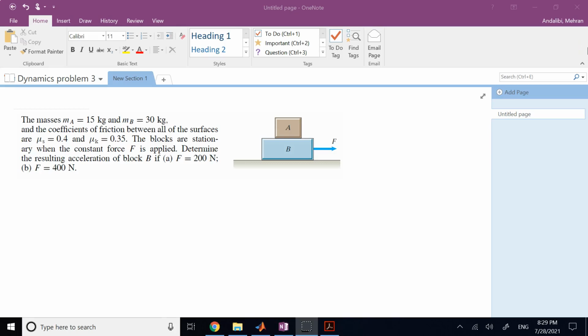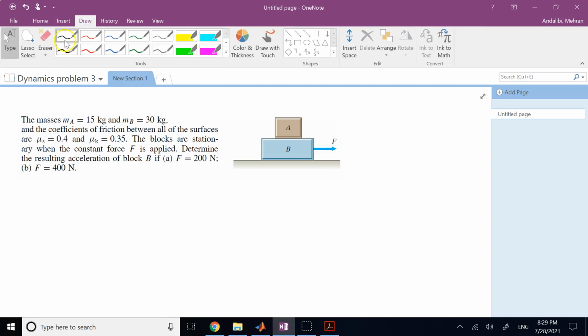Hello everyone. In this video we are going to look at a problem for kinetics of particles, and we are going to use the Cartesian coordinates. So here you have two blocks on the top of each other. Mass of A is 15, mass of B is 30 kilogram. Mu S and mu K are given by 0.4 and 0.35.